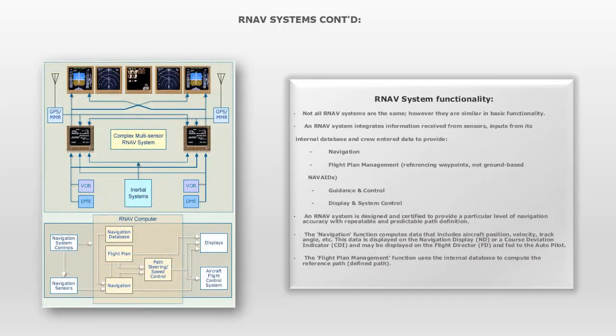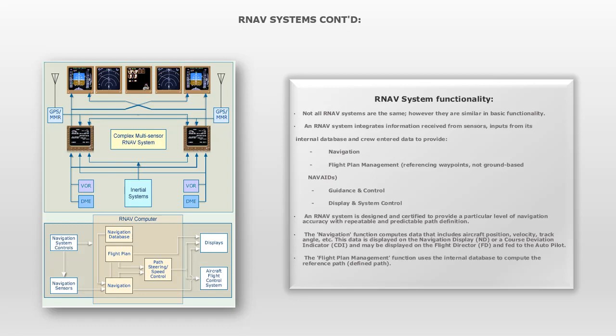RNAV system functionality. Not all RNAV systems are the same, however they are similar in basic functionality. An RNAV system integrates information received from sensors, inputs from its internal database and crew-entered data to provide navigation, flight plan management, referencing waypoints, not ground-based nav aids, guidance and control, display and system control. Select this activity for more.